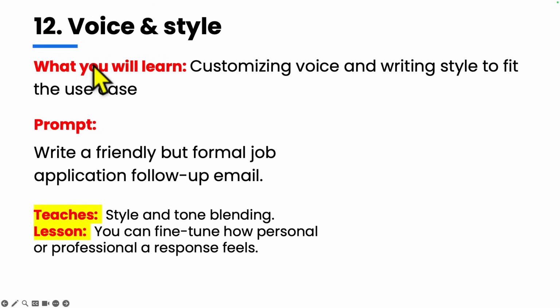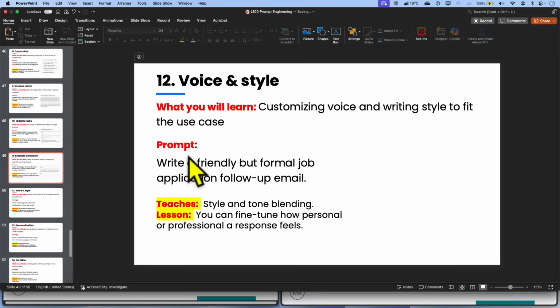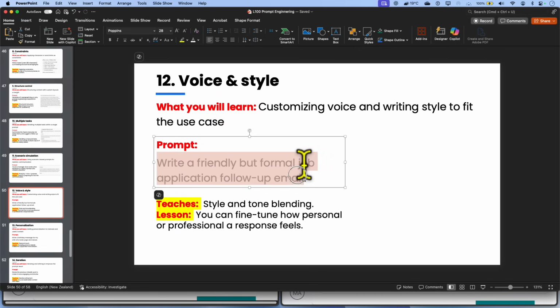Let's look at the next example. Here we are going to learn about the elements called voice and style. What we are going to learn here is how you can customize the voice and writing style to fit your particular use case. So the prompt here is write a friendly but formal job application follow-up email. So let's go copy this prompt. What we are trying to learn here is the voice and the style element.